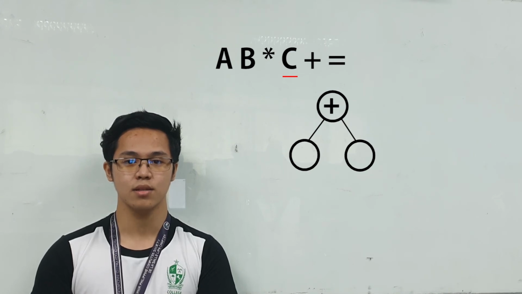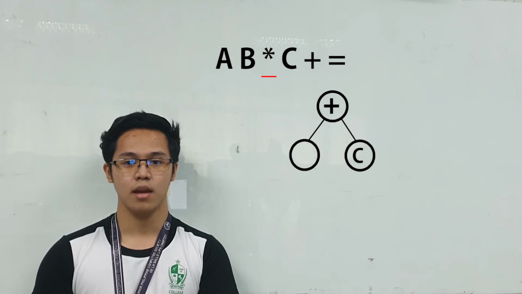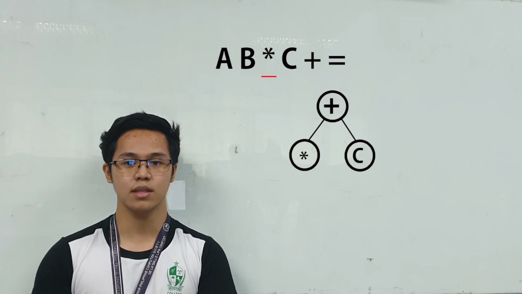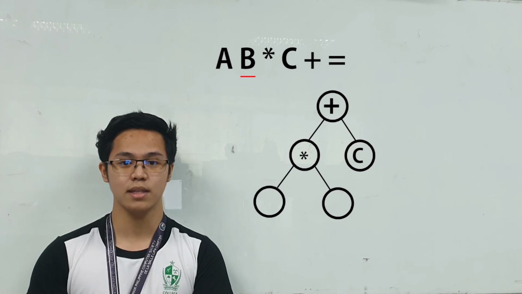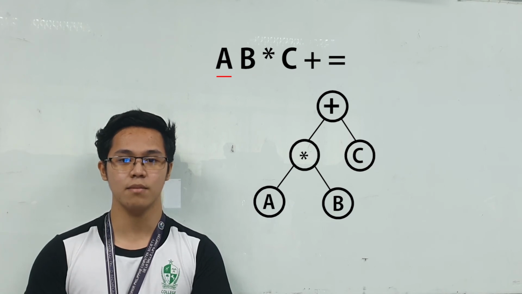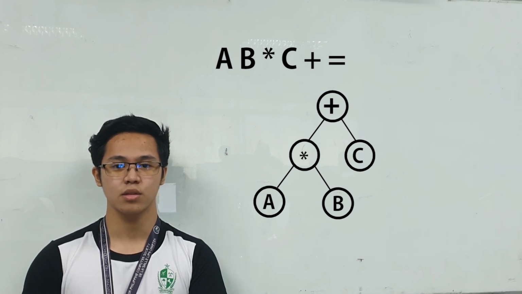Next is C. So by general rule, we first fill up the right node. C is an operand, which is like a leaf that does not branch out. So then, we can proceed to the next scan. What follows is a times, and we write it down in the left node. It is an operator, so again, it branches out to two nodes. We can scan B and place it on the right node. Finally, we can scan A and fill up the left node. A and B are operands, so they do not branch out. To check if your answer is correct, we simply have to read the tree from left to right.